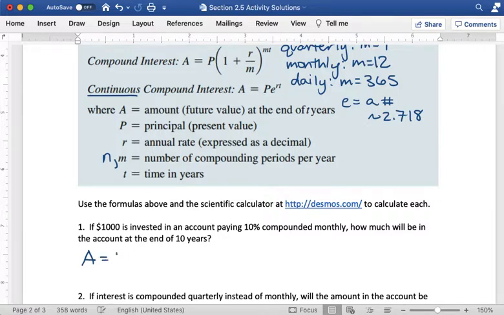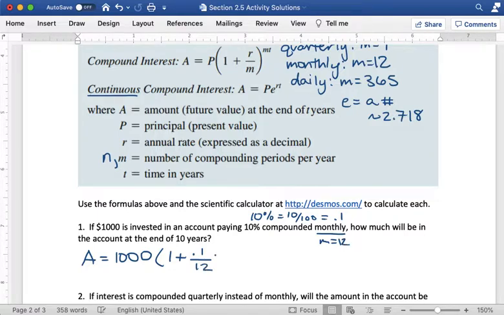My principal is $1,000 because that's my initial invested amount. Then I have 1 plus 10%, which is 10 divided by 100, or 1/10 as a decimal. So I would plug in 0.1 for the R, and then my M is that it's compounded monthly, so M equals 12.